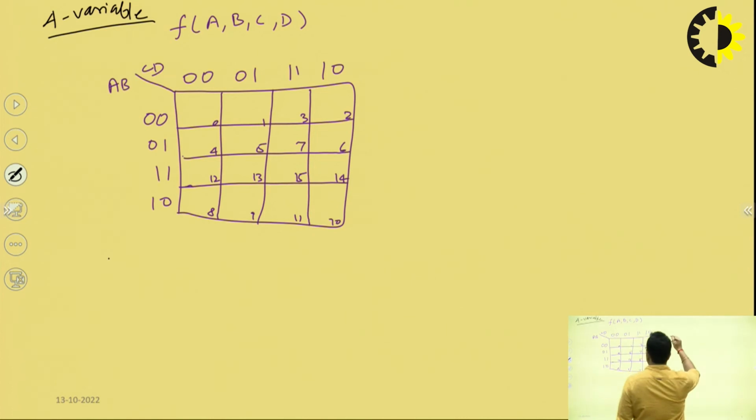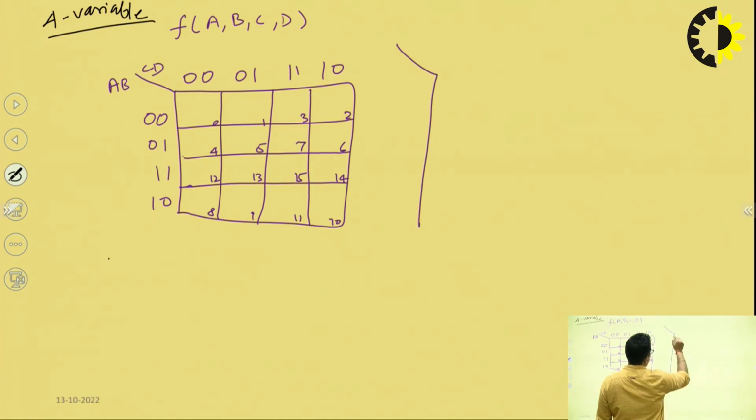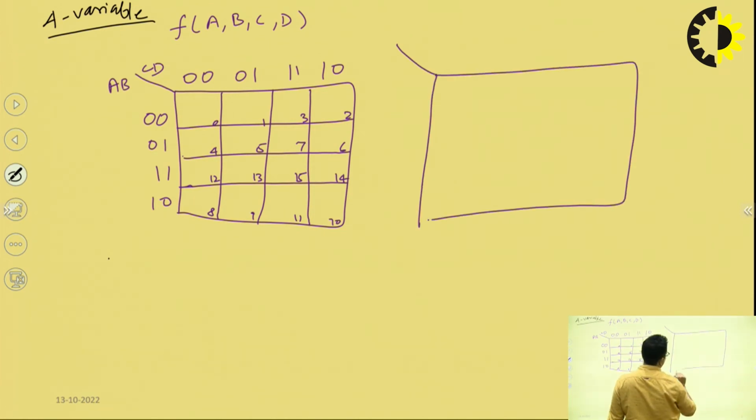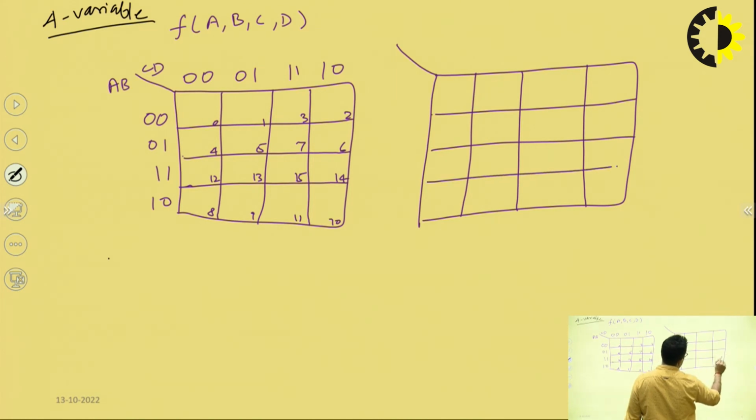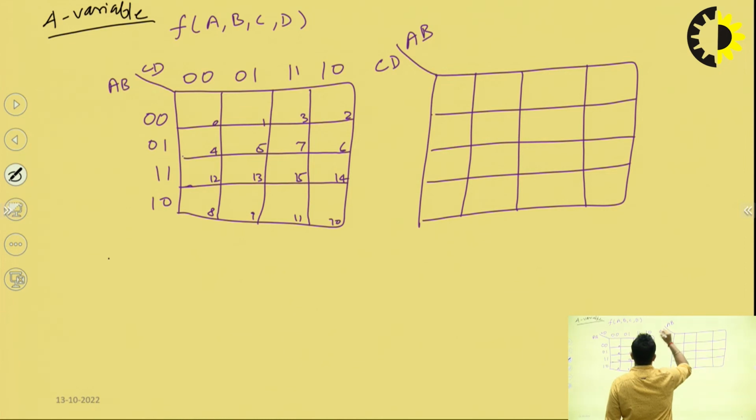So suppose that I have written it in this way, like I am writing AB on the upside and CD on the downward. So how will it be written? This is your CD and this is your AB. 0 0, 0 1, 1 0, 1 1.